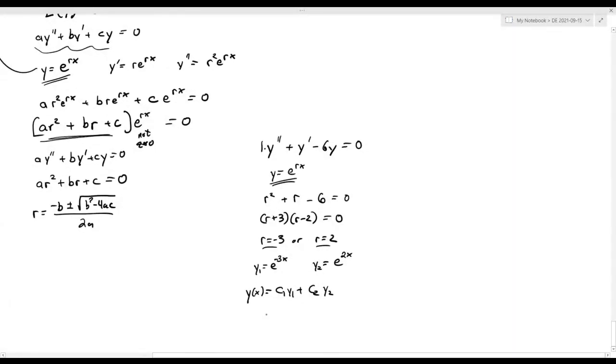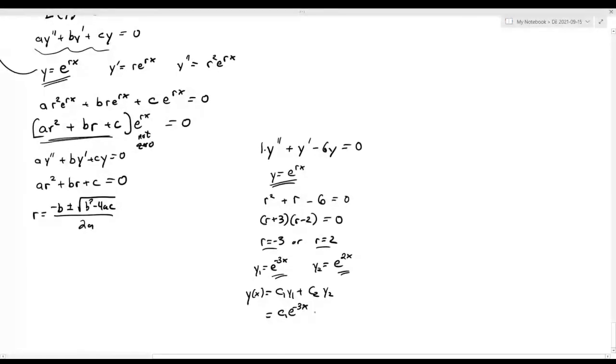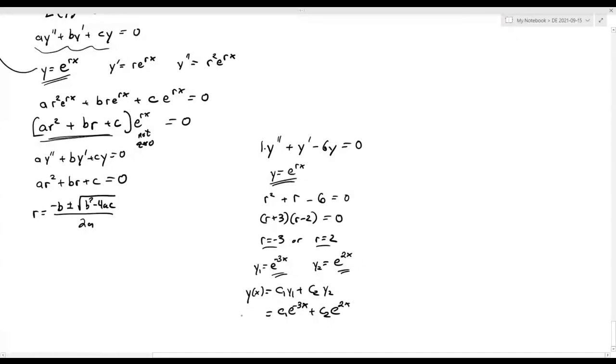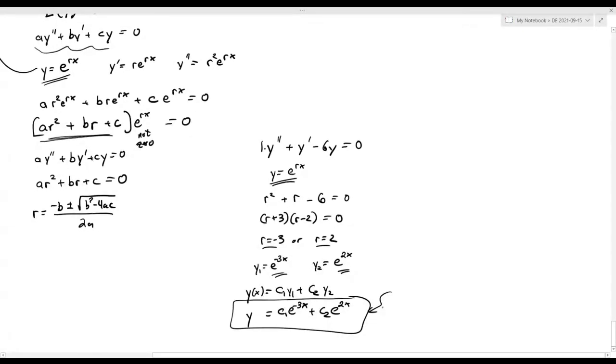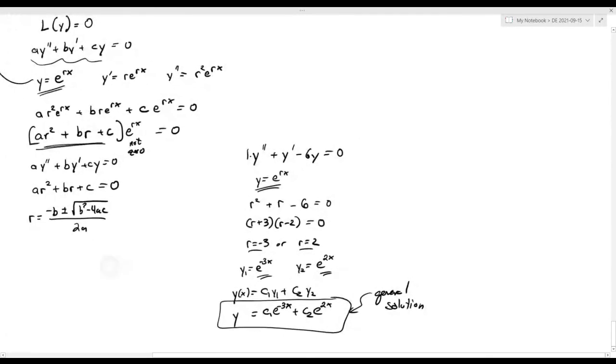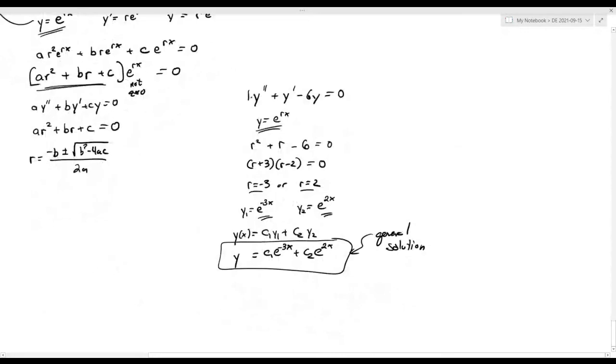If you want to use analogies from linear algebra, we found two independent vectors, functions, and any combination of them is also a solution to the homogeneous equation. So that's a general solution to the second order homogeneous equation. General because we have arbitrary constants.